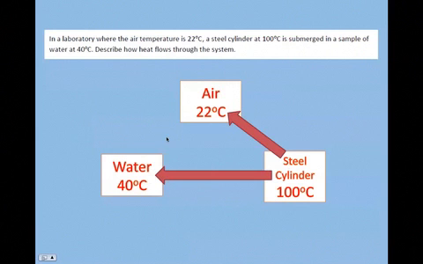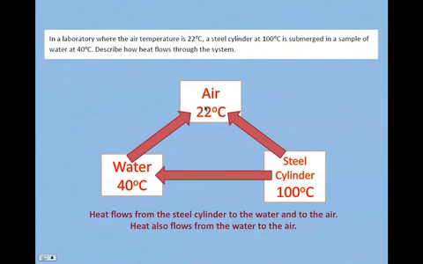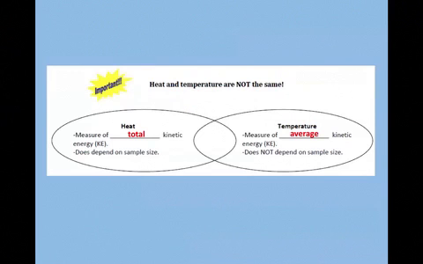There's also a temperature difference between the water and the air. So heat's going to move from the water and be transferred to the colder air. So we have a couple different things going on. We have heat that's flowing from the cylinder to the water and to the air, and that heat's also flowing from the water to the air due to that temperature difference, and how heat flows from where it's hot to where it's not.